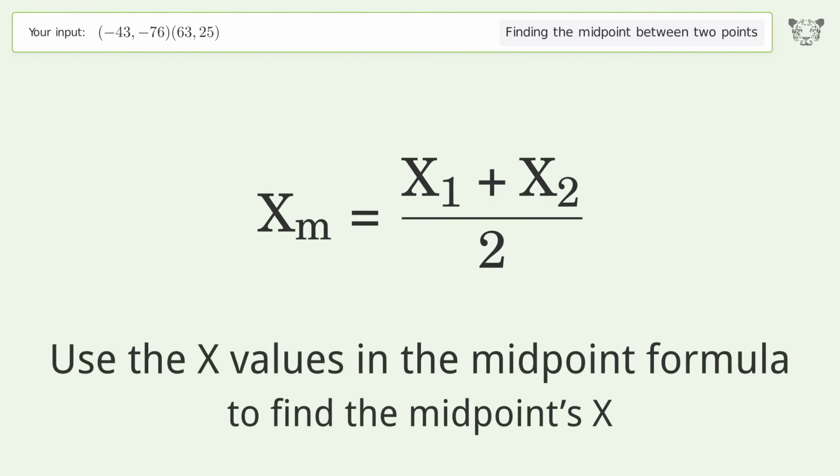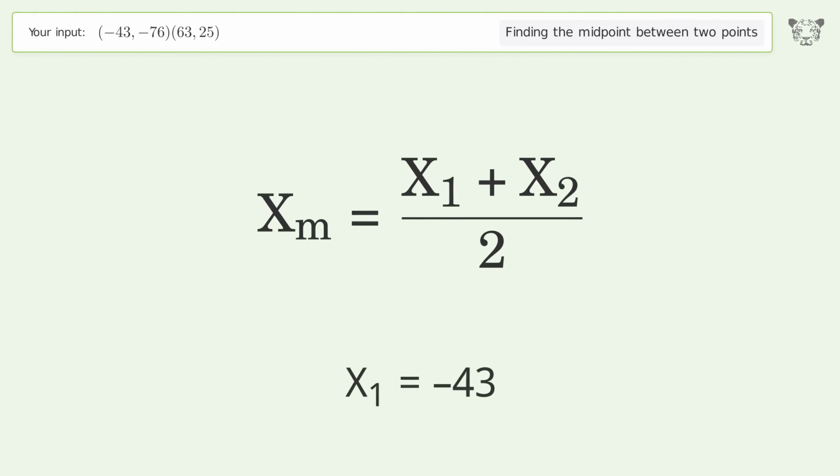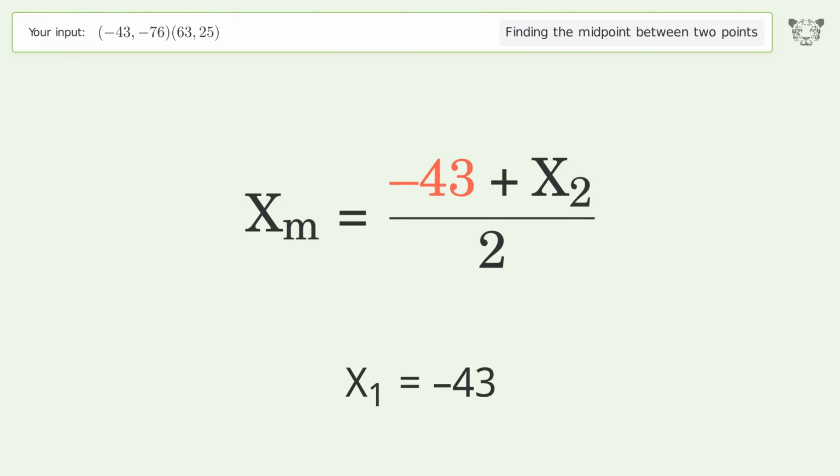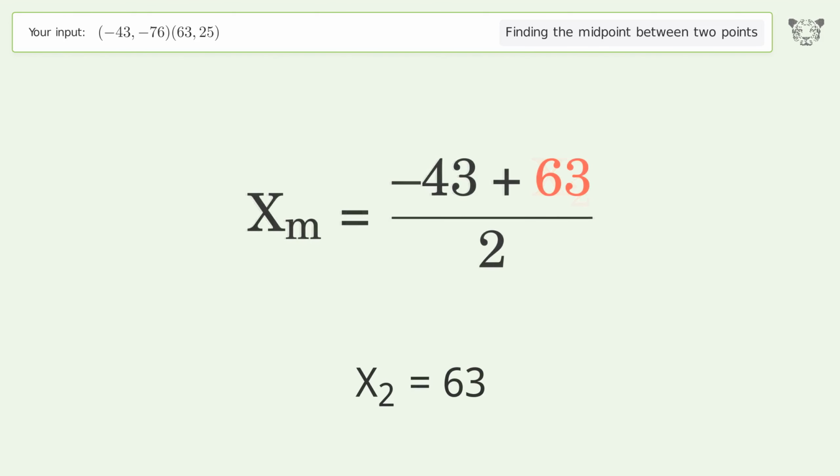Use the x values in the midpoint formula to find the midpoint's x. x1 equals negative 43. x2 equals 63. Simplify the arithmetic.